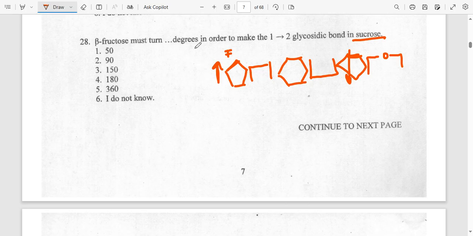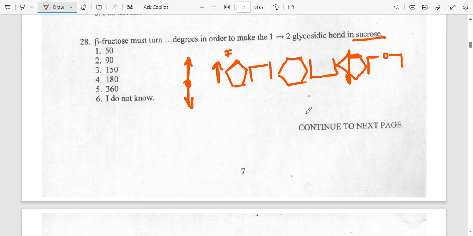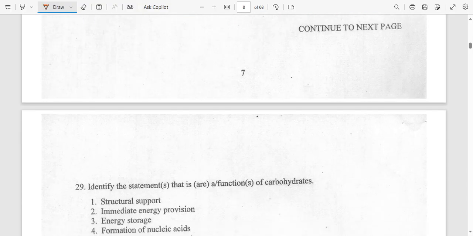So what's the angle from up to down? What's the angle here? Anyone to help me? It's a very hard question. You can even see this is a straight line. What's the angle of a straight line? It's 180 degrees.